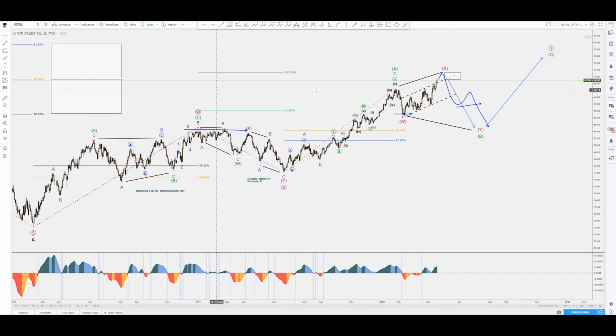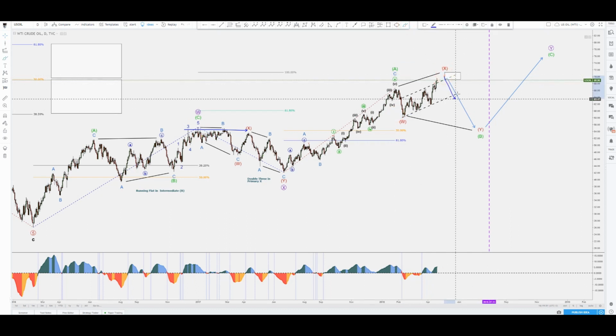So let's just put a line on it, a vertical line, at the end of June. So this is basically the end of June. Let's see if that would fit. Apparently it would fit just nicely. So time-wise, it does have enough time for this to occur.